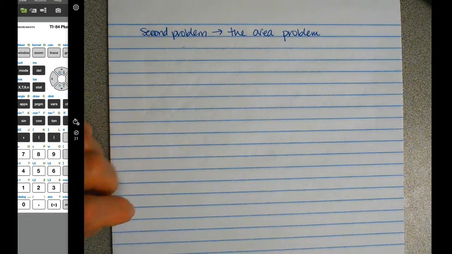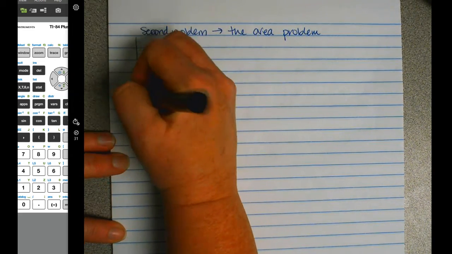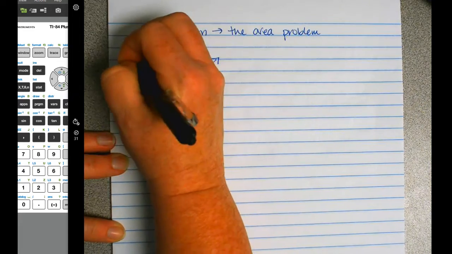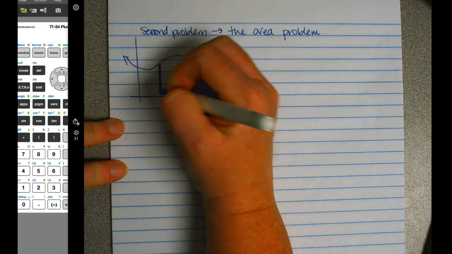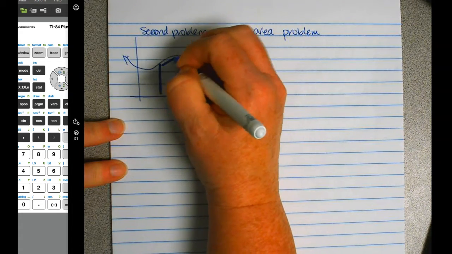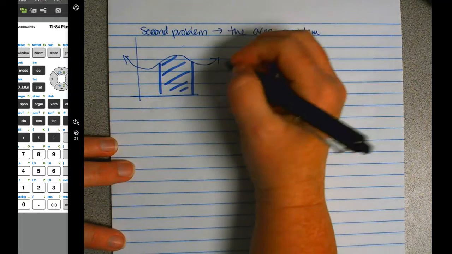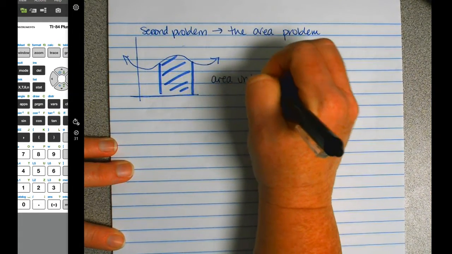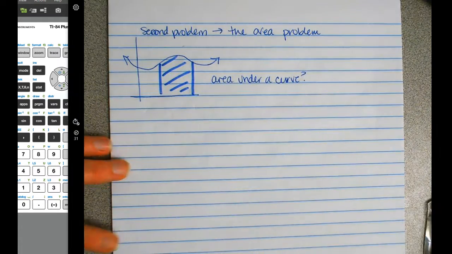And the other one was capitalized. I don't know why this one's not. But the problem that mathematicians had was, if you have this kind of graph going on, how are you going to find out the area under a curve? Area under a curve. And we know how to do that.